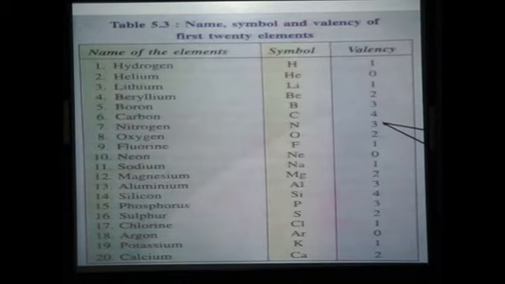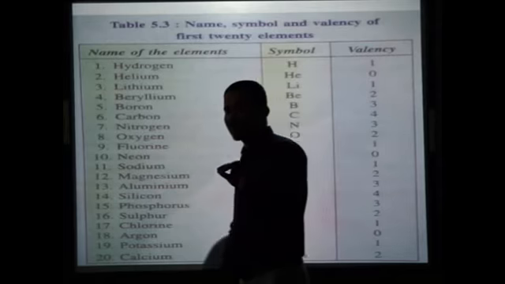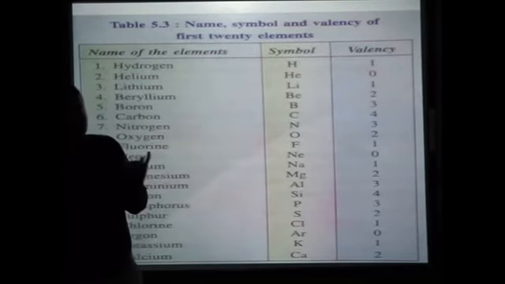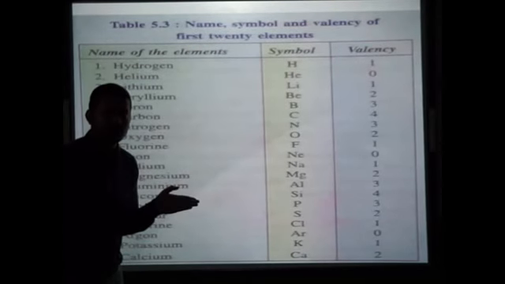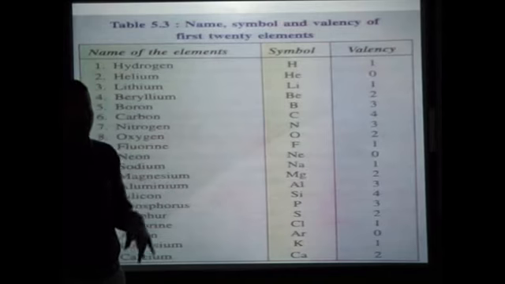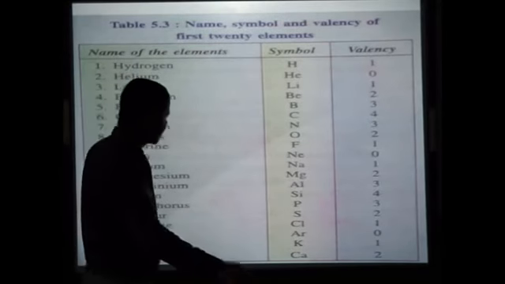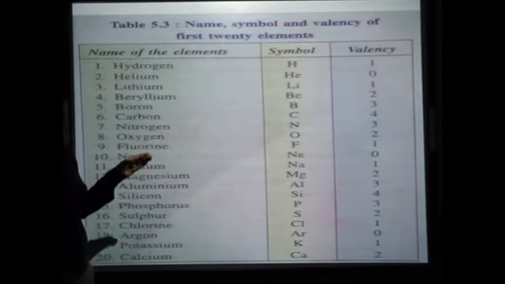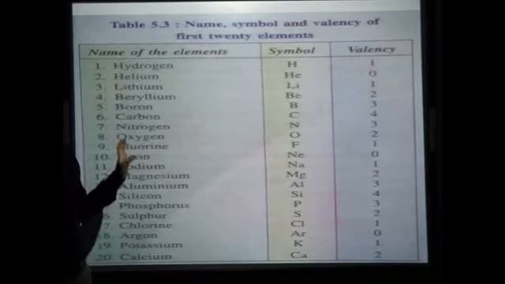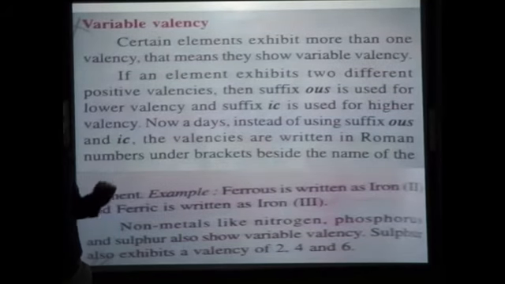Again it decreases. Nitrogen 3, oxygen 2, fluorine 1, neon 0. Again it increases: 1, 2, 3, 4, 3, 2, 1, 0, 1, 2, and so on. So first it increases from 1 to 4, then it decreases from 4 to 1. It goes on like this. So learn the valencies of at least these 20 elements, and the symbols also.